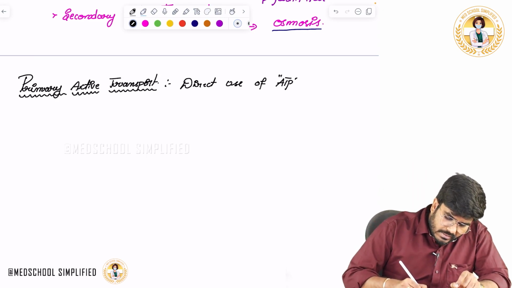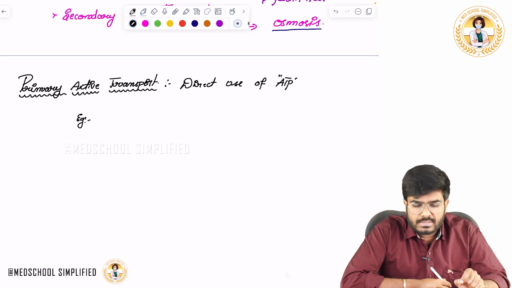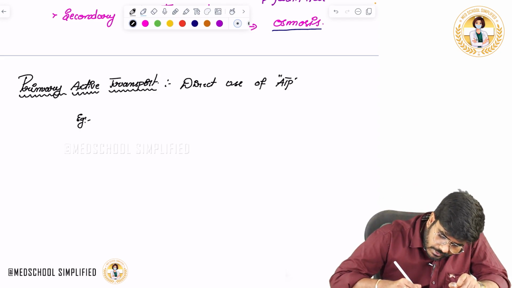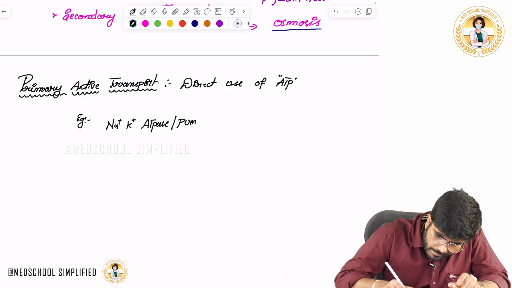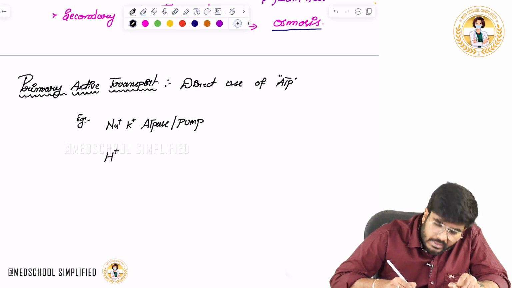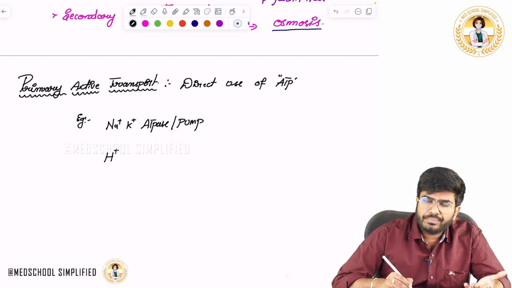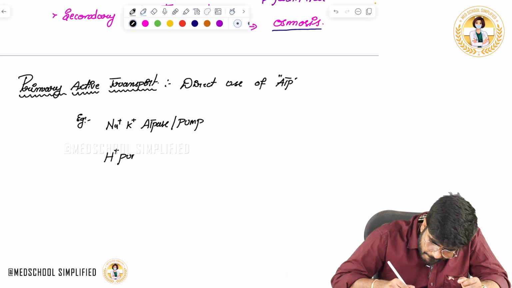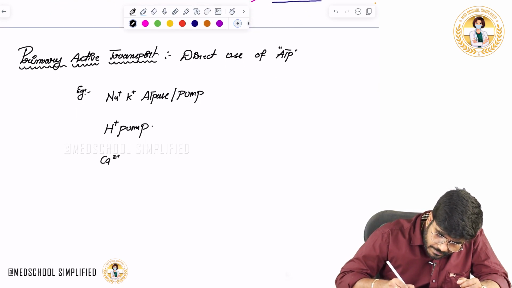So, can you give us any examples, sir? Yes. What are the examples of primary active transport? One example is sodium potassium ATPase, or the sodium potassium pump. Second example, the proton pump. You would have heard that there is a proton pump in the gastric mucosa which secretes acid. Then there is calcium ATPase.